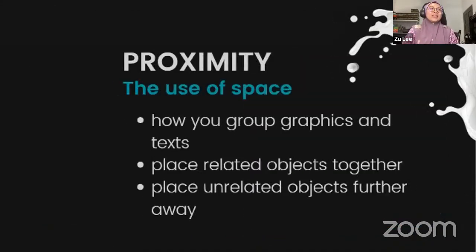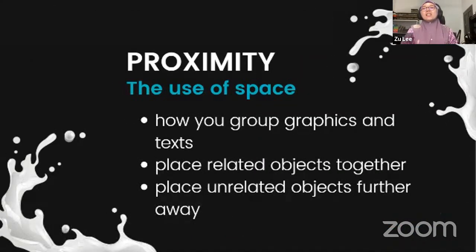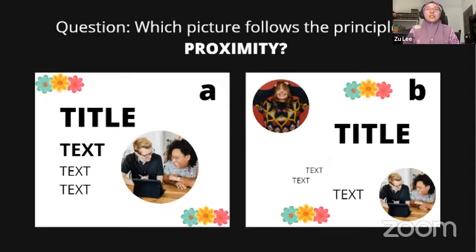And next, proximity, the use of space. Proximity is how you group your graphics and your text together. Sometimes there's no right or wrong, but a rule of thumb is to place related objects together and place unrelated objects further away. So here's an example. Question: which picture follows the principle of proximity?